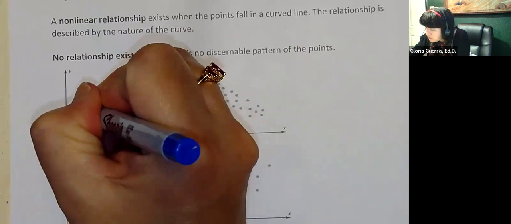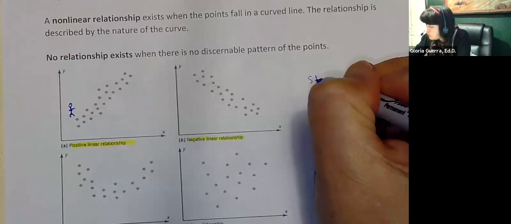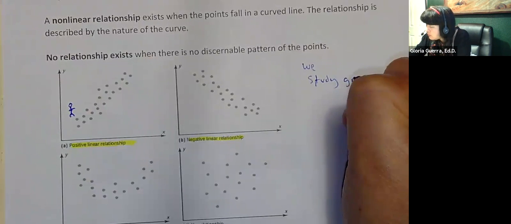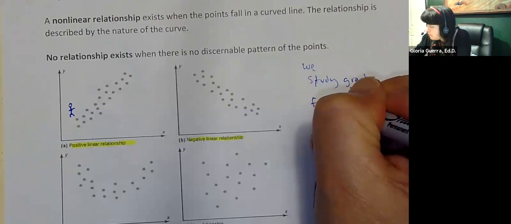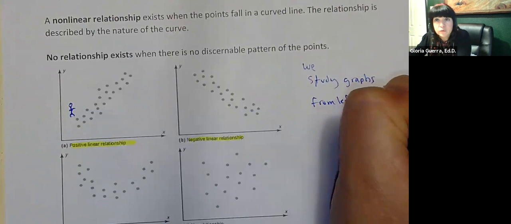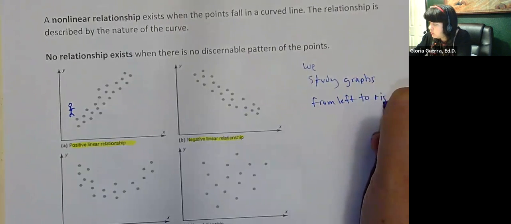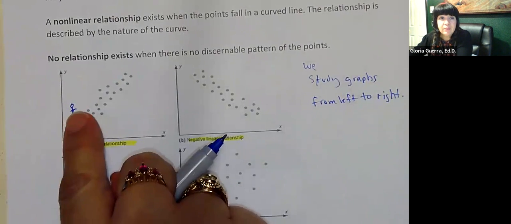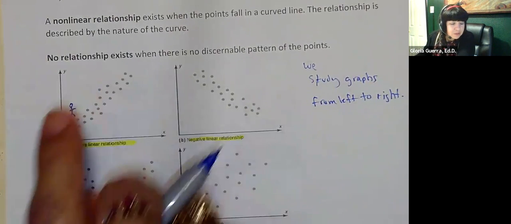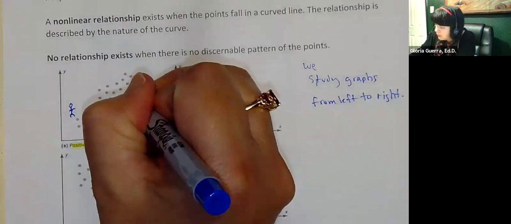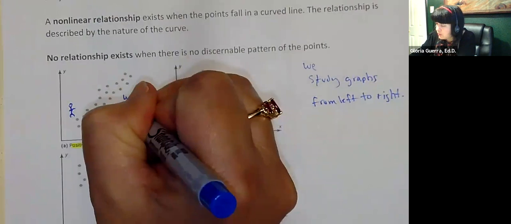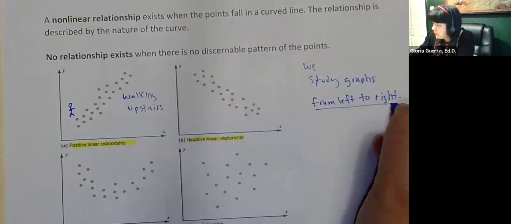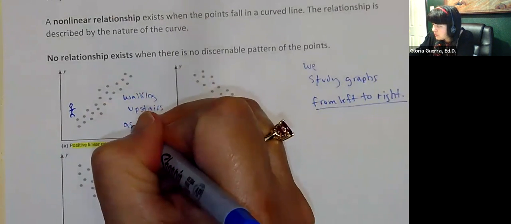We always study graphs from left to right. So as you study your graph from left to right, what's happening? It's like you're walking upstairs. So this is ascending, as opposed to walking downstairs. Okay, so this is an example of ascending.